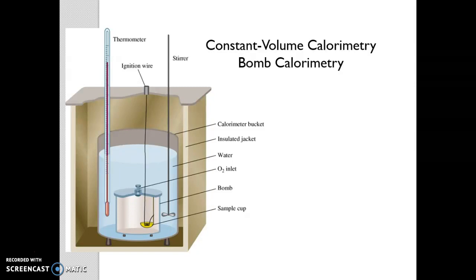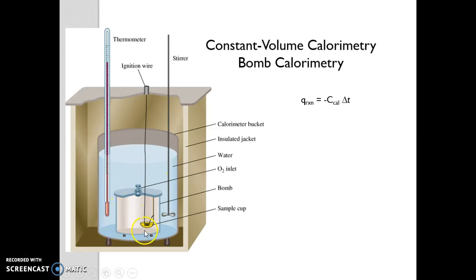A more sophisticated way of calculating enthalpy, especially for combustion reactions, is using something called a bomb calorimeter. Bomb calorimeter has a small chamber in which the reaction is going to take place. So you're going to burn the sample in this chamber. We're going to make sure that there's plenty of oxygen coming in. We've got an ignition wire, but otherwise this thing is contained.